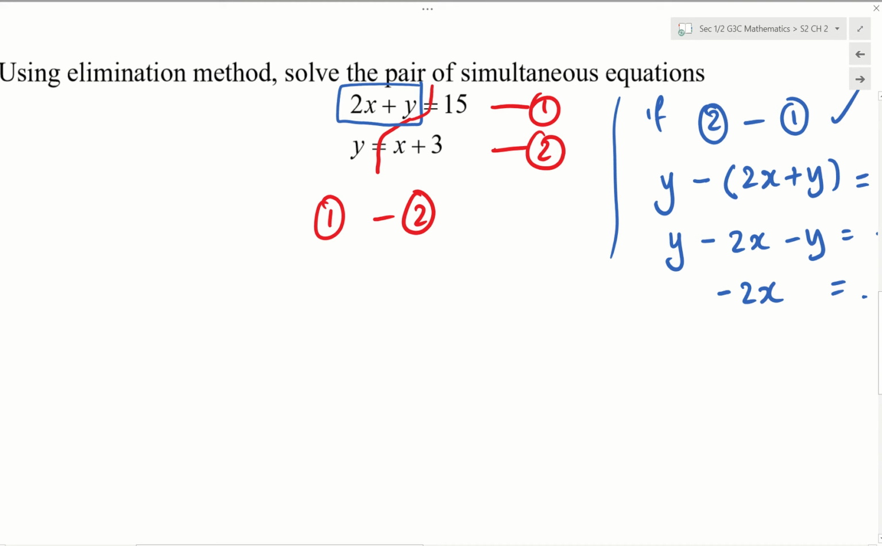So taking equation number 1 minus 2, the left hand side for equation number 1 is 2x plus y, minus away the left hand side for equation number 2, which is y. So we know that we are going to eliminate y this way. So we continue with the left hand side of equation 1, which is 15, minus away the right hand side of equation 1 minus the right hand side of equation number 2. So you need to include the brackets, x plus 3.